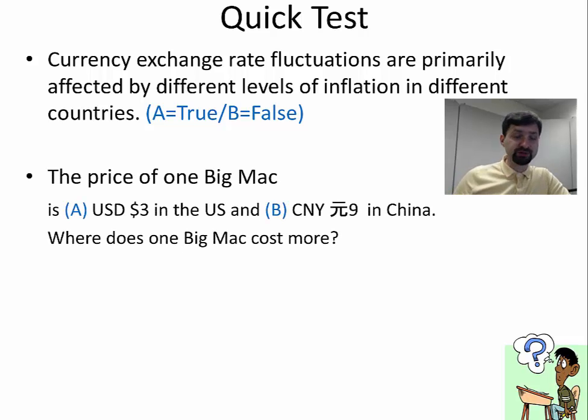Now, here is another question. The price of one Big Mac, McDonald's Big Mac, is, let's say, $3 in the US and 9 yuan in China. The question is, where does one Big Mac cost more? Write it down for yourself. So $3 in America, 9 yuan in China. Where does one Big Mac cost more?